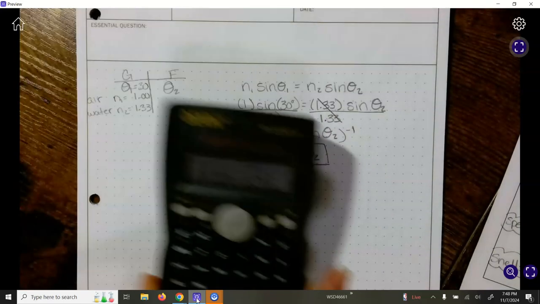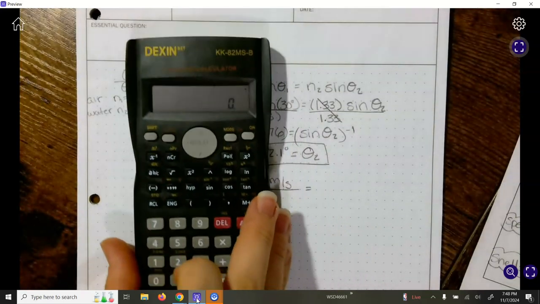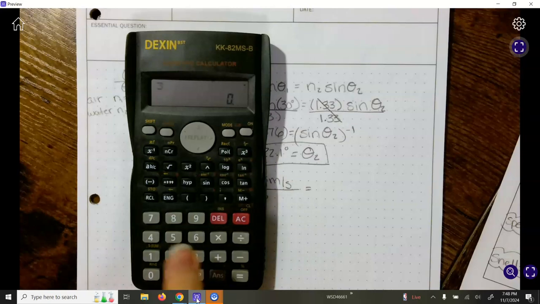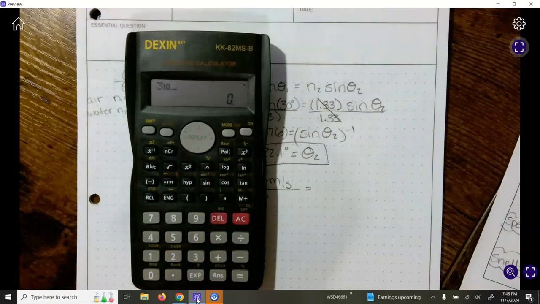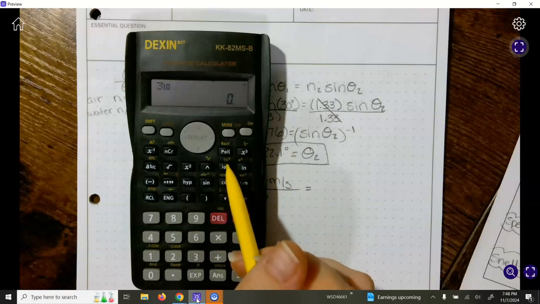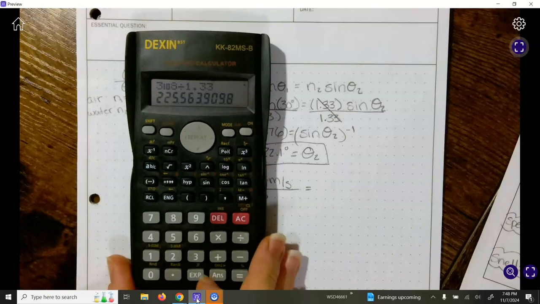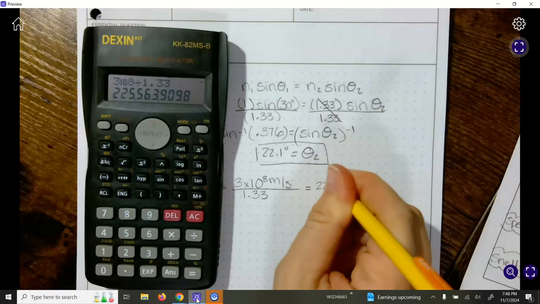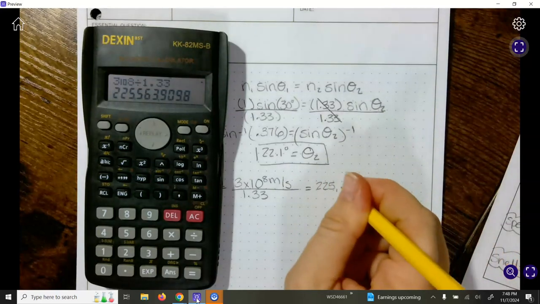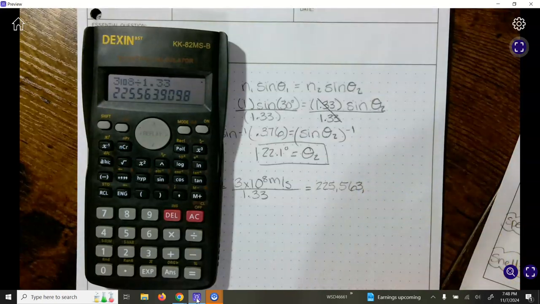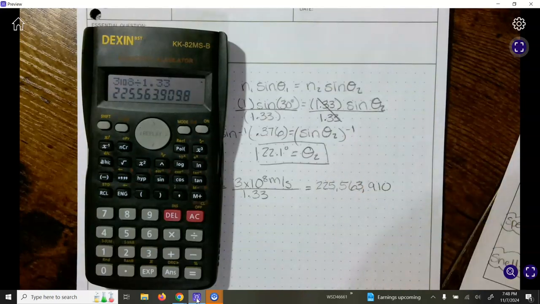So when I plug this into the calculator, let me go ahead and clear everything from the last problem. When I plug this into the calculator, 3 shift log, remember we're doing the times 10 button, which is that shift log, the 10 to the x, 8th power, and we're going to divide that by 1.33. And we don't have to use any parentheses because everything is going to be typed in correctly the way that we want it to be. This is a really big number, so we're going to write 225, comma, 563, comma, 909.8, or we could just do 910 if I round it up.